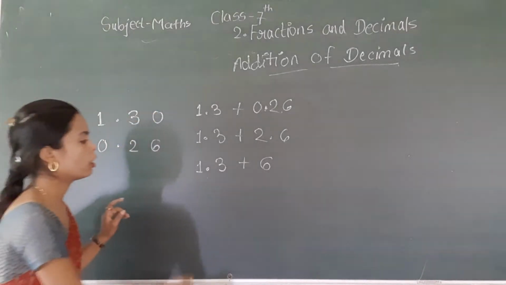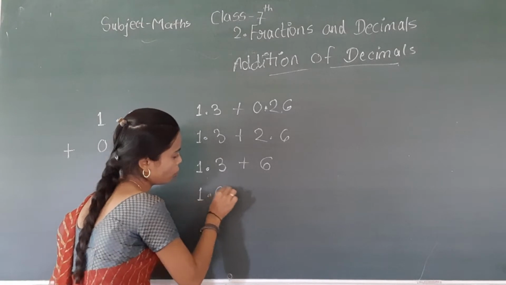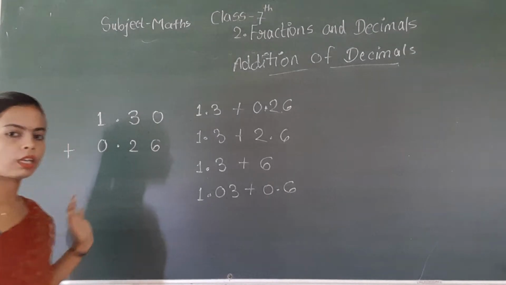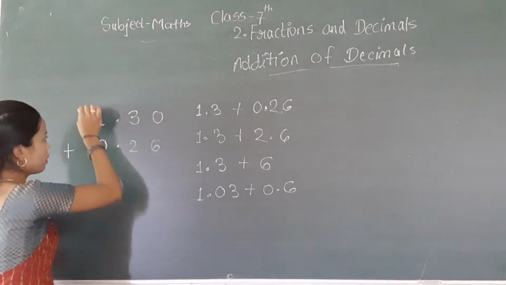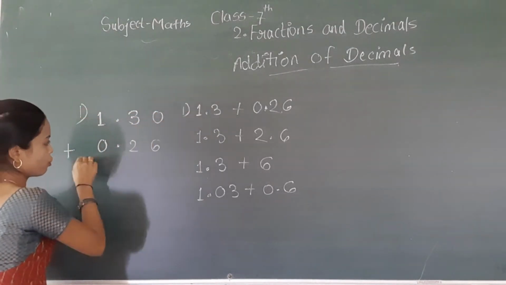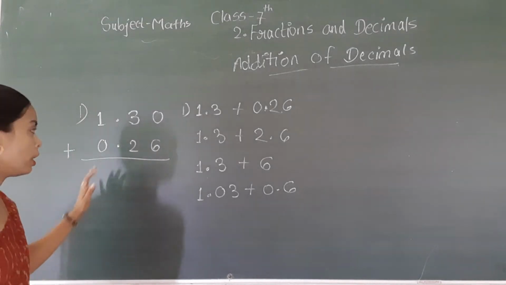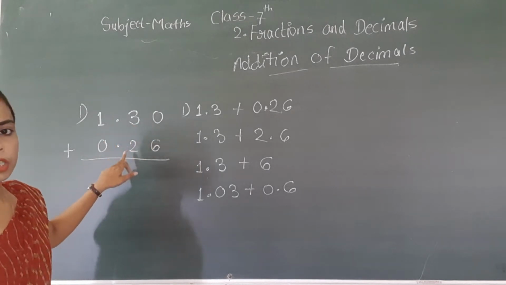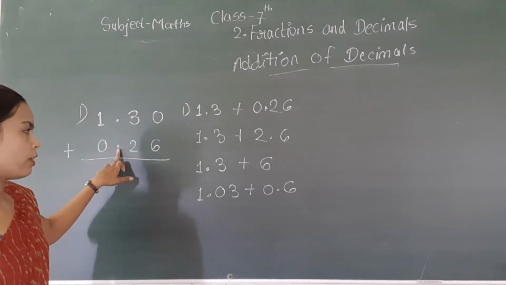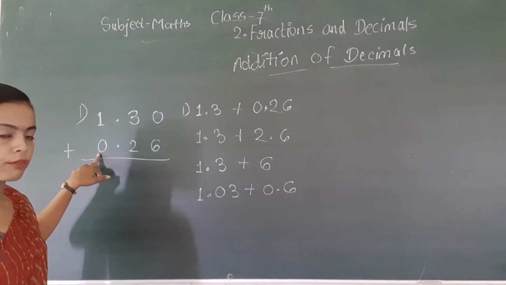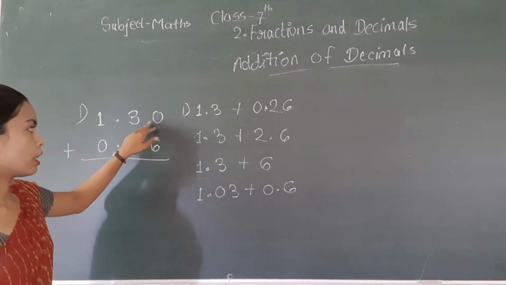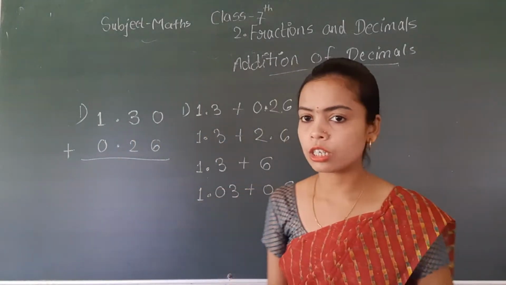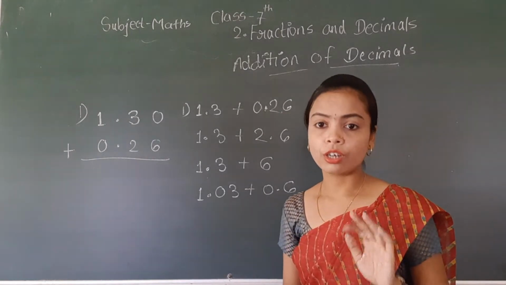I will place one more number here, that is 1.03 plus 0.6. These are the four. So I am solving the first one here. How did we write it? First number as it is. After that, place the decimal symbol below the decimal symbol and write the numbers on the left side as well as the right side. And if there is any place missing, in which a number is not written, just write 0 there.